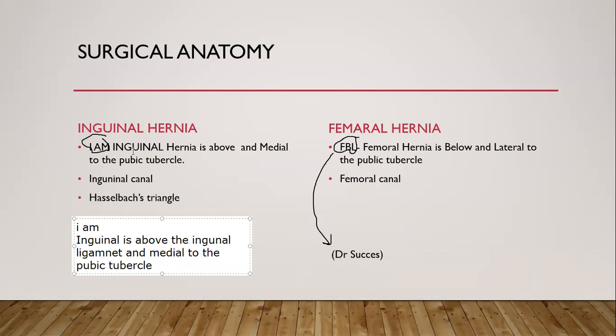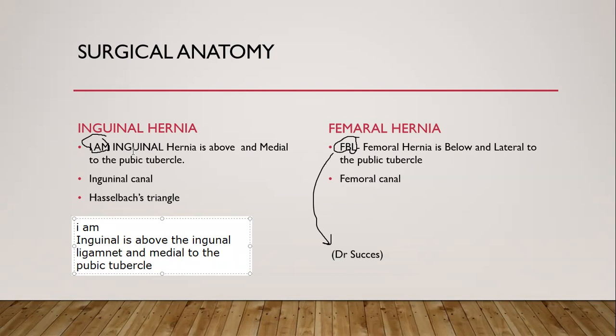Femoral hernias are hernias that are below the inguinal ligament and lateral to the pubic tubercle. This we have to remember. These two mnemonics are just trying to help us remember these things very well. That is why they made them, because they realize that it's not easy for us to just remember that the inguinal hernia is above and medial to the inguinal ligament.